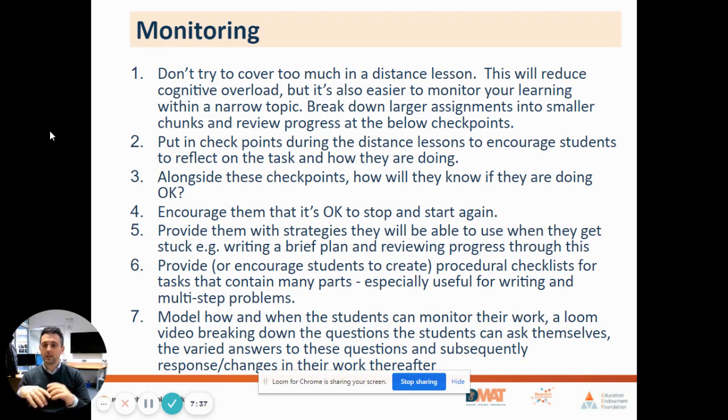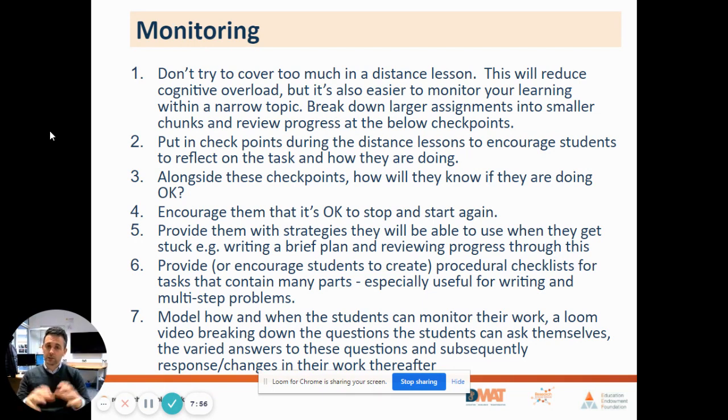Number 5, give them strategies of what to do when you get stuck, so that they can recognise, I'm getting stuck, and that again can be modelled. So model yourself getting stuck doing something, and then model yourself unsticking how you do it. Often we only model a perfect version. It's not always useful to the students.